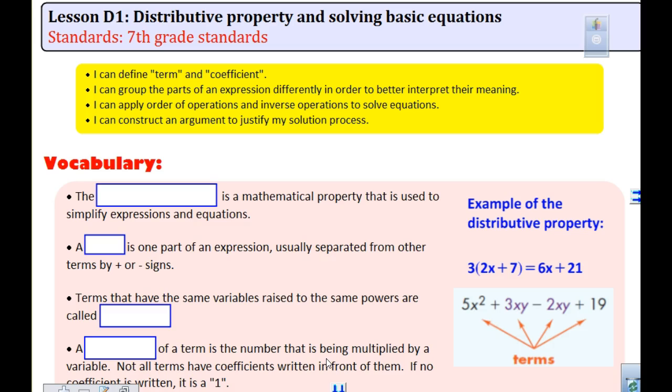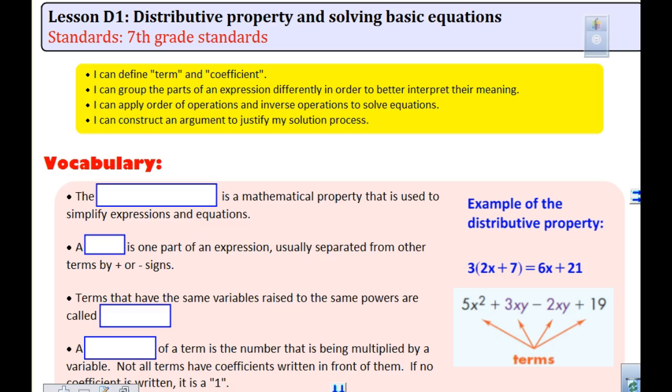I can group parts of an expression differently in order to better interpret their meaning. Apply order of operations, and then inverse operations we'll be doing. And construct an argument to justify my solution process. Tomorrow you do have to, on the test, justify why those exponent rules work.